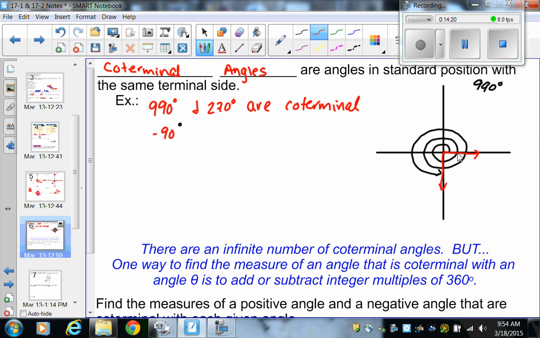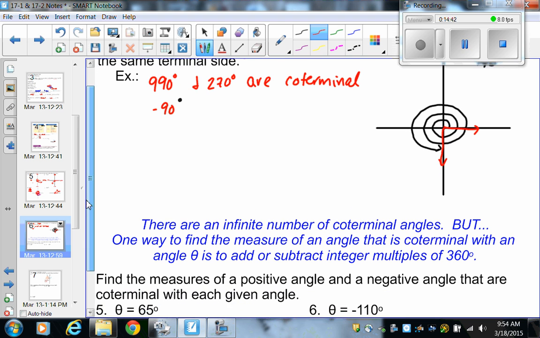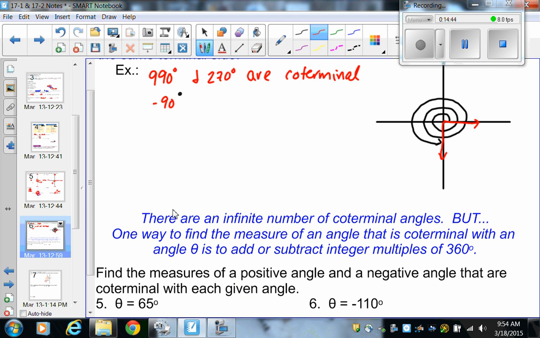Or if you only went around once, you would have the 360 plus the 270, and that would be another coterminal angle. So coterminal angles are any degrees that have the same terminal side, whether you're going counterclockwise or clockwise. Now, there are an infinite amount of coterminal angles, but one way you can find them is to add or subtract integer multiples of 360.